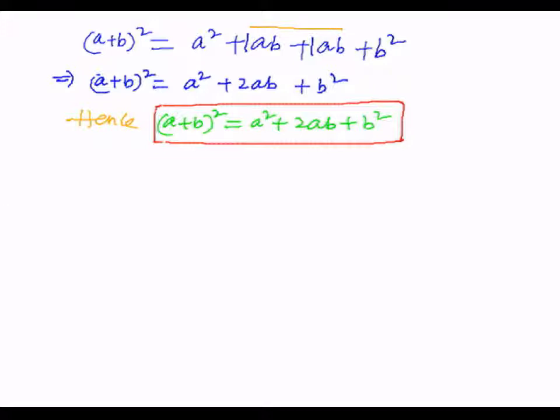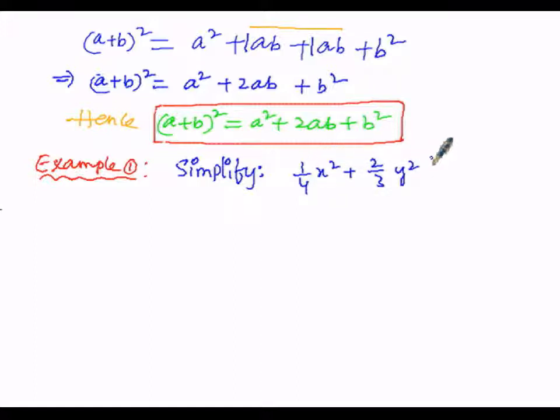So now let us perform example, that is the example number 1 under this identity. Simplify. One by 4x square plus 2 by 3 y square but whole square. Now the solution starts now.